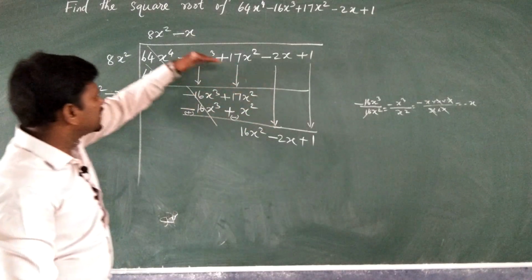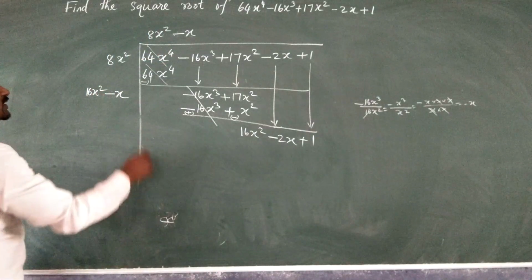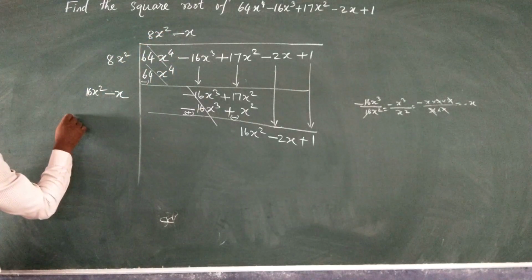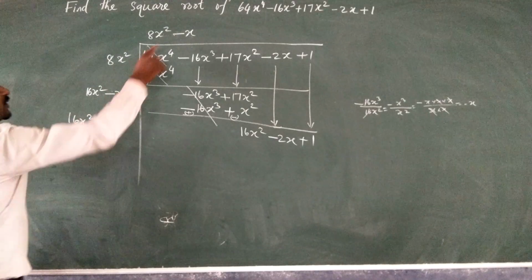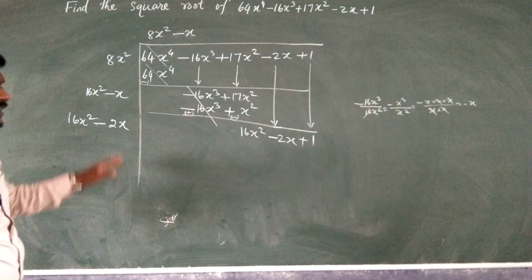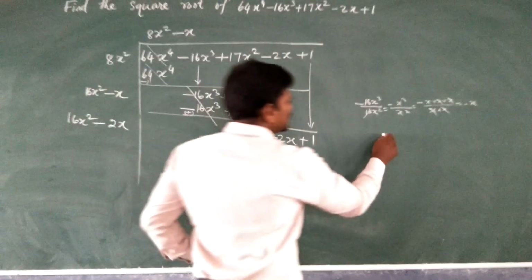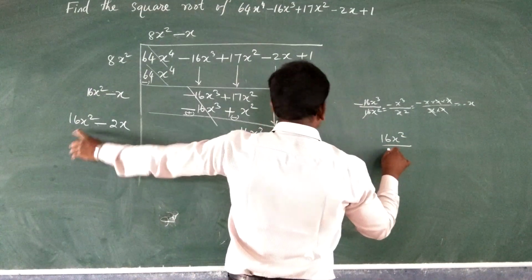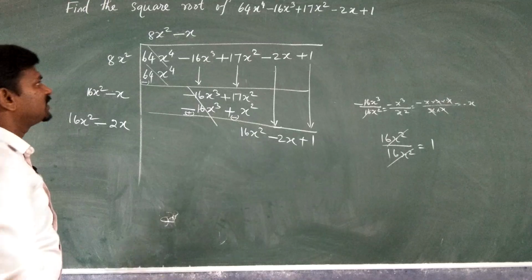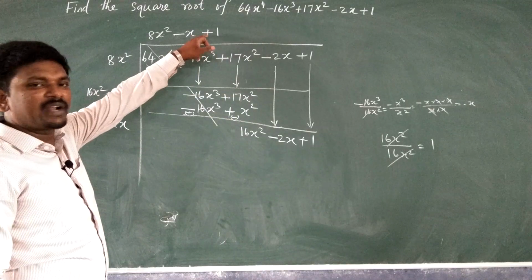Okay, now what is the process? Bring this down. The next step: whatever is in the quotient we have to multiply by 2. 2 into x square is 2x square, 2 into minus x is minus 2x. Next step, the first term must be divided by this first term. 16x square by 16x square, numerator and denominator same, so 1. We have to write that number 1. Plus 1 means we have to write plus 1. If it is minus 1, we have to write minus 1.